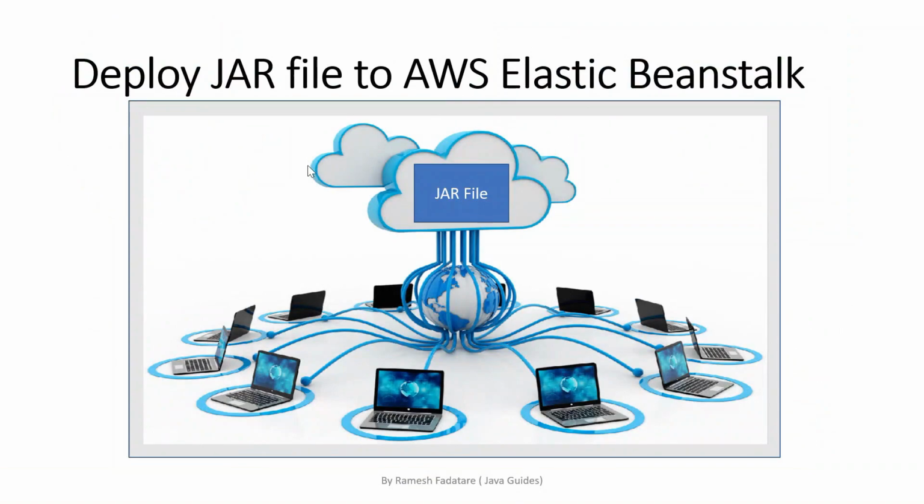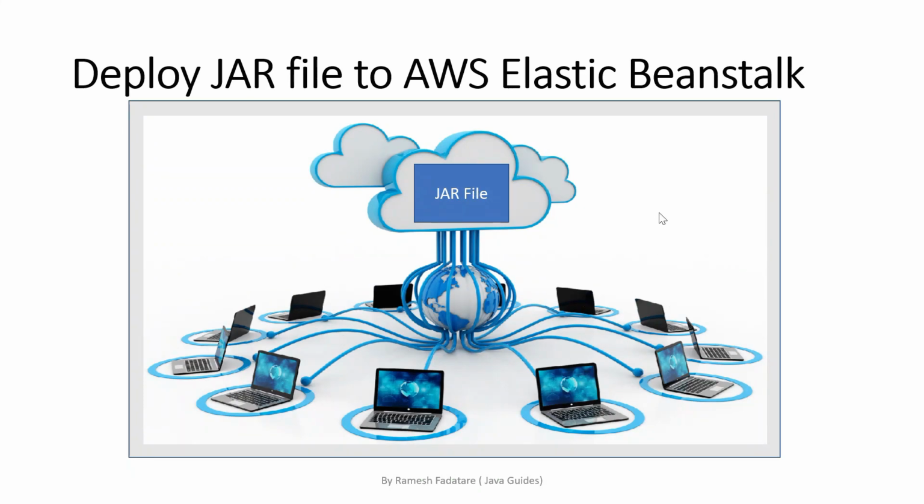Alright, consider we have AWS cloud here. What we're gonna do is we're gonna create a Spring Boot application and we'll package it as a jar file and we deploy on AWS cloud using Elastic Beanstalk service. And this jar file or Spring Boot application will be accessible online to all the users.